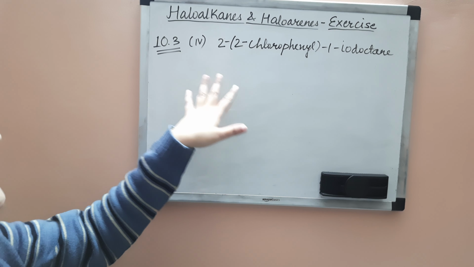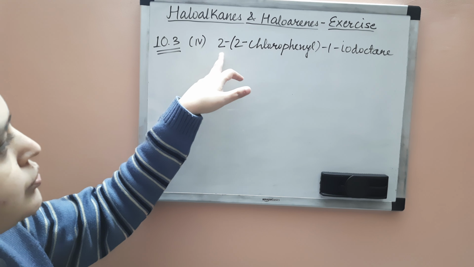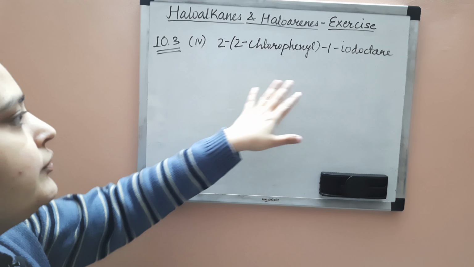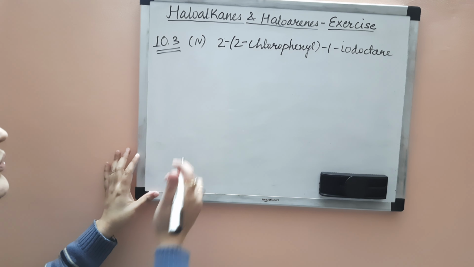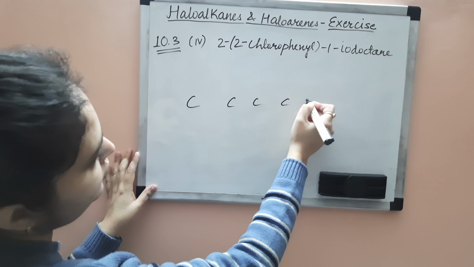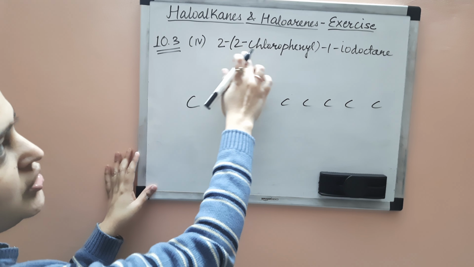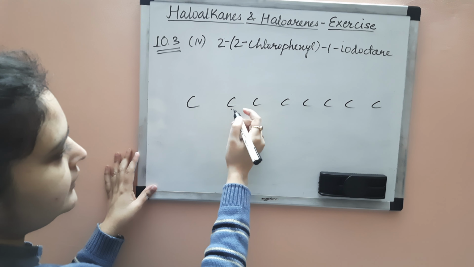So this is the last compound we will discuss today. So this is 2-(2-chlorophenyl)-1-iodooctane. So first we will see what is given here. So it is iodooctane. So we will draw 8 carbon, 1, 2, 3, 4, 5, 6, 7, 8. Now at second position there is 2-chlorophenyl group. That is, this is the second position.